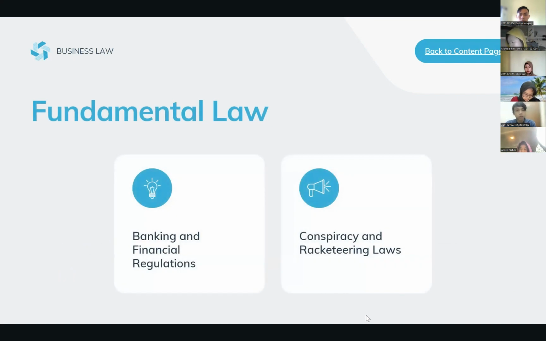And next, the banking and financial regulations. Banks are subject to specific regulations that govern their operations and conduct. Violations of regulations pertaining to risk management, internal controls, customer protection, and reporting obligations may be relevant in fraud cases. And the last one is the conspiracy and racketeering laws. In some instances, criminal charges related to conspiracy, racketeering, or organized crime may be applicable if multiple individuals or entities colluded to commit fraud.